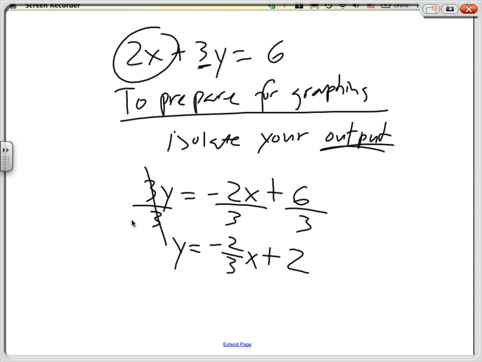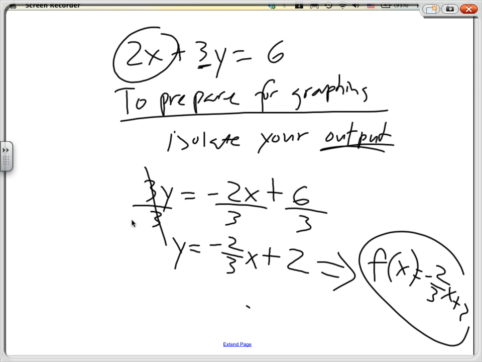Now, at this point, if you'd like to turn it to a function notation, if I ask you to, you can. I can write it as a function notation: f of x, the f function taking the x and processing it by multiplying by negative 2/3 plus 2. Right? If I want to convert it back to function notation. If I don't ask you to, you don't have to. You can leave it in its current state and then set up a table for it.